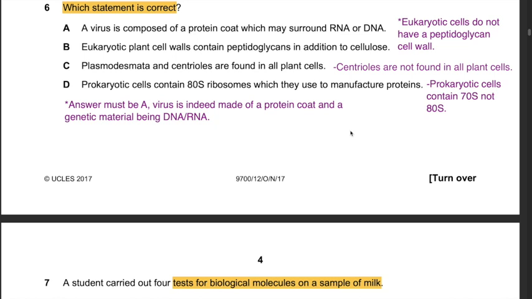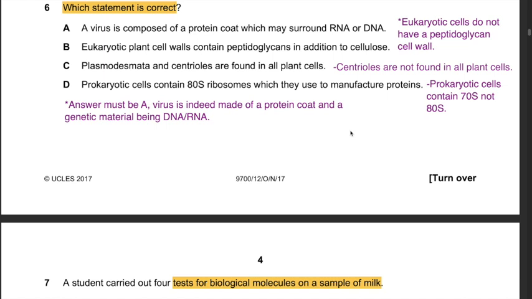Question 6. Which statement is correct? A. A virus is composed of a protein coat which may surround RNA or DNA. Well, yes, a virus is made up of a protein coat surrounding a genetic material which can be either DNA or RNA. Therefore, this statement does seem to be correct. Let's keep this statement aside for a while and consider the rest of the statements. Statement B. Eukaryotic plant cell walls contain peptidoglycans in addition to cellulose. Always remember that eukaryotic cells do not have peptidoglycan cell walls, they only have cellulose cell walls. Therefore, statement B is incorrect.